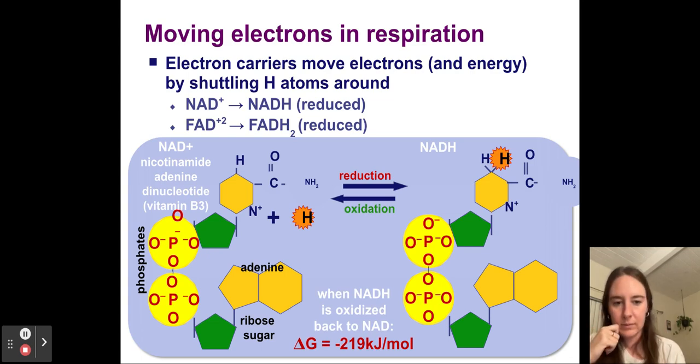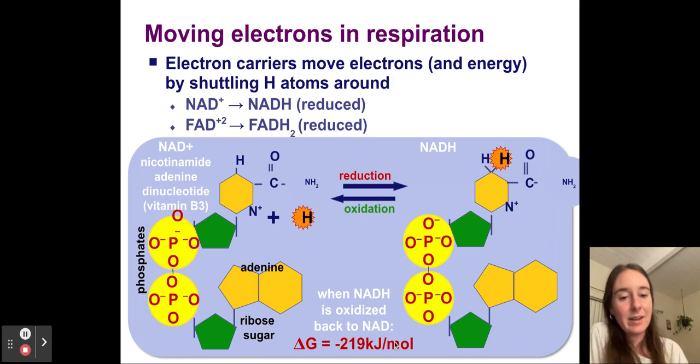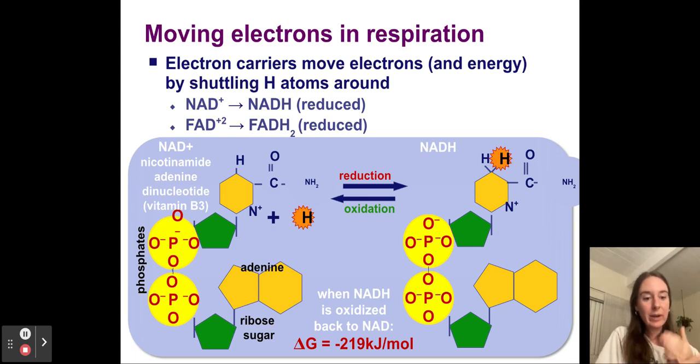Okay. And it can become oxidized. It can lose hydrogens. So when NADH is oxidized, it goes back to NAD+. So basically they're going back and forth. They're being recycled. And that reaction results in a loss of energy. So when this hydrogen is ripped off, energy is released. Whenever you're breaking bonds, energy is being released.